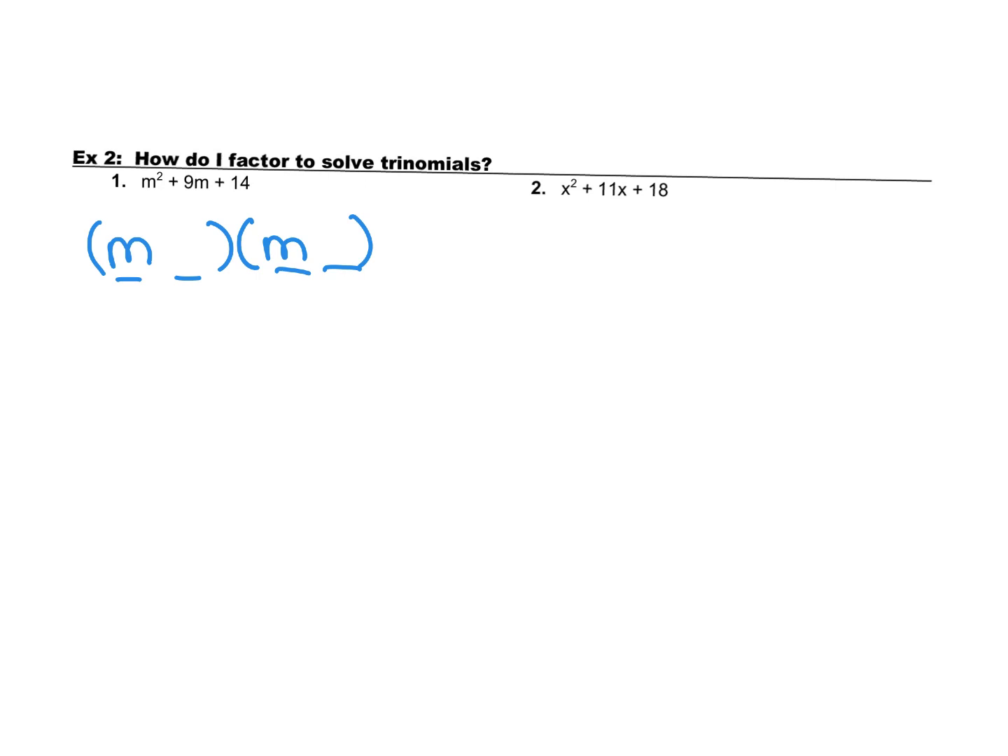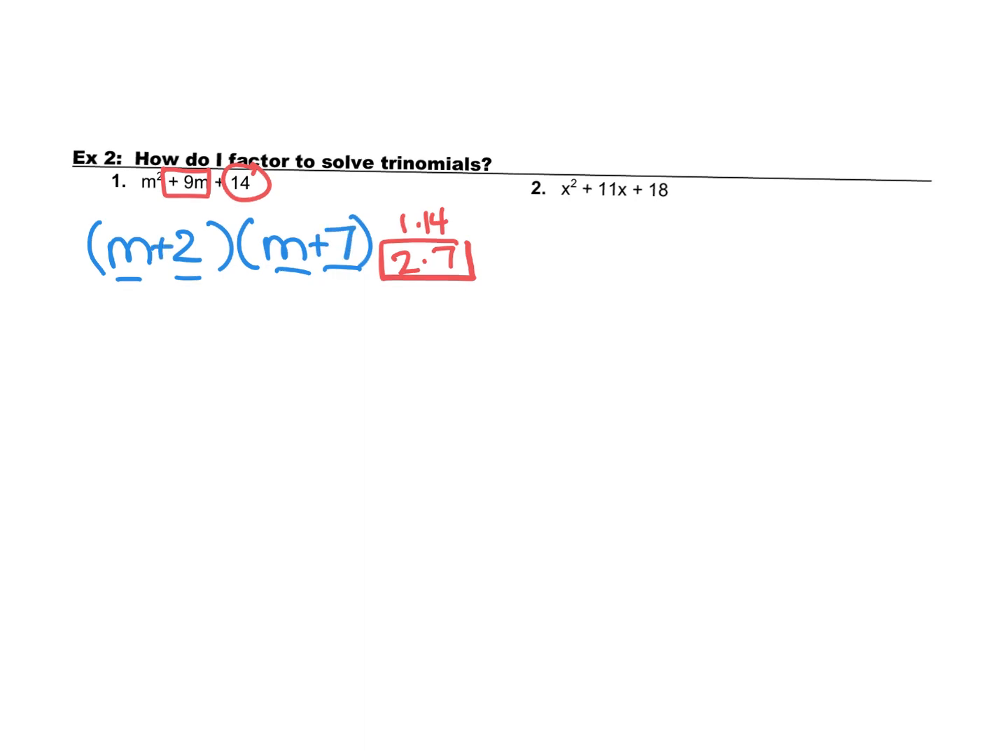Now we need to take a look at this 14, and let's write down the factors of 14. So what's making up this 14 right here, we could have a 1 and a 14, and we could have a 2 and a 7. So let's think then, which ones, when we add them together, or we could end up subtracting, are going to equal this 9m right here. And we know that 2 plus 7 is going to equal 9, so we're going to use the 2 and the 7. So we will place a 2 right here, and the 7 right here.